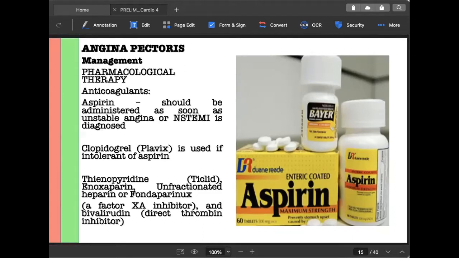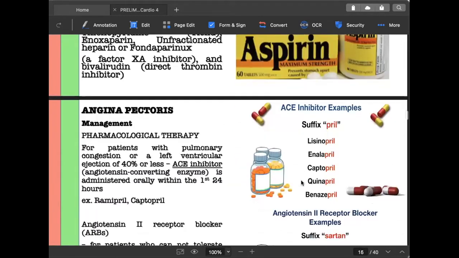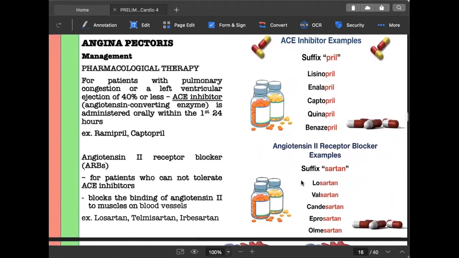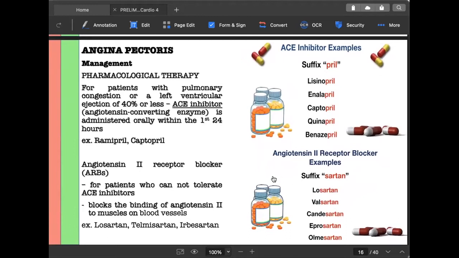The next one is we have your ACE inhibitors and your angiotensin II receptor blockers. So every medicine that ends with your pril, they are your ACE inhibitors, and every medicine that ends with your tan, they're your angiotensin II receptor blocker. Okay, so most of this one is to relieve some symptoms and to decrease the blood pressure of our clients.